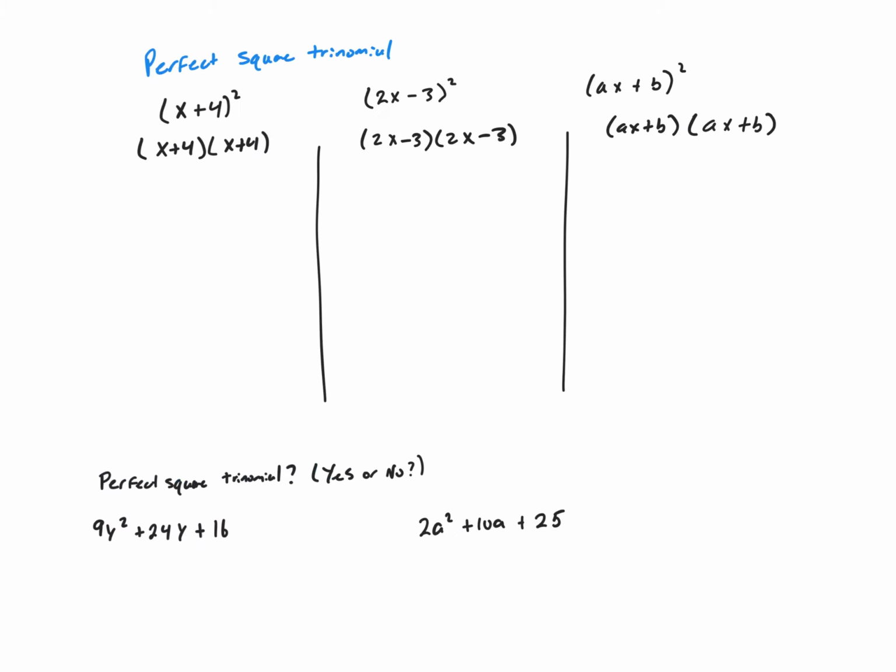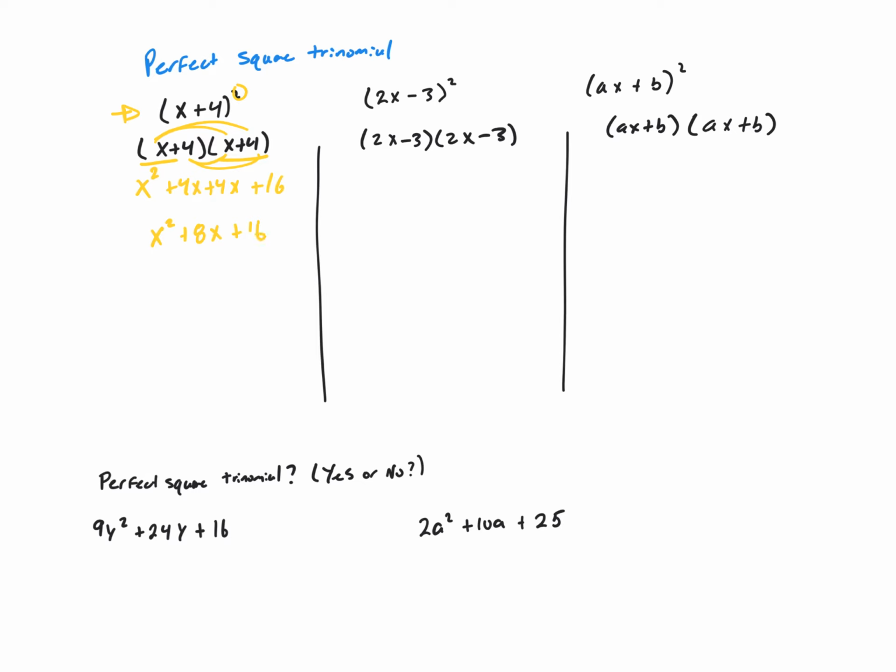Alright, so the next thing we're talking about is perfect square trinomials. Before we start factoring them, let's look at what they would look like and see if we can find a pattern. If we're given something like x plus 4 squared, it's being squared, that means there's 2 of those being multiplied with each other. So x times x is x squared, x times 4 is plus 4x, plus 4 more x, plus 16. So this is going to give me x squared plus 8x plus 16.